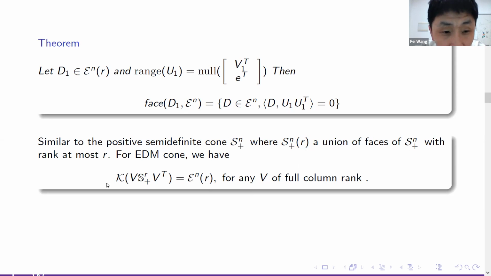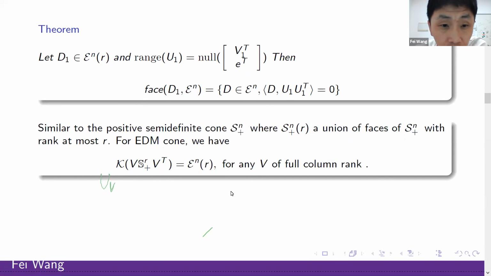There's a union sign, so there's a union, let's draw this here, over all the possible V. So this K of V S plus V transpose is a face of the EDM cone, right? So this says that this r stratum is a union of all the faces of the EDM cone with embedding dimension less than or equal to r. So this gives a characterization of the r stratum.